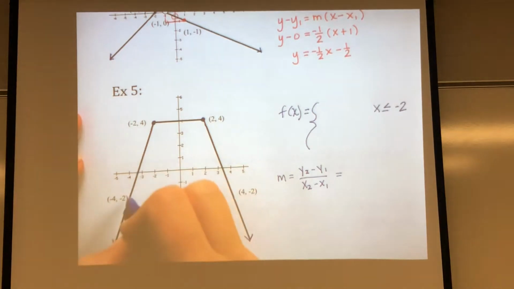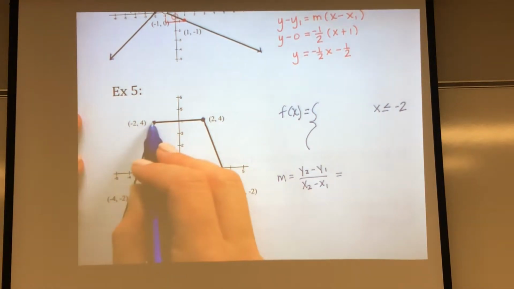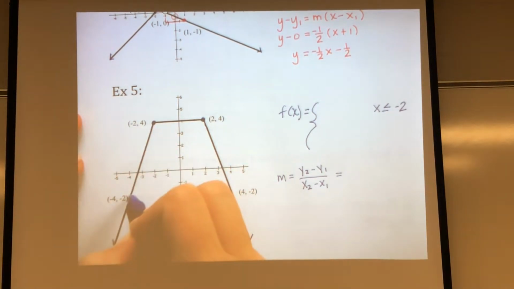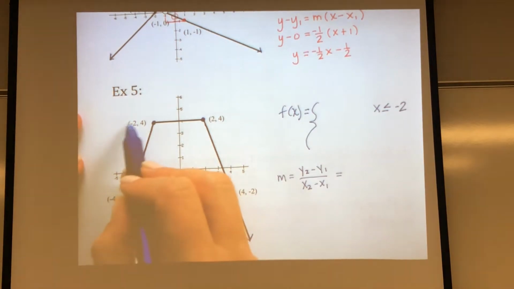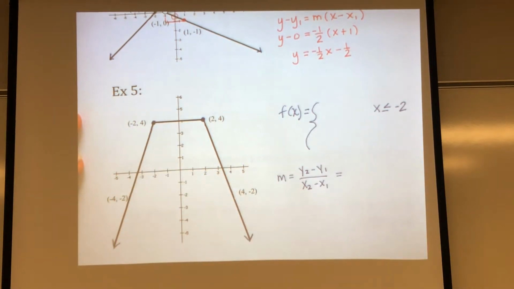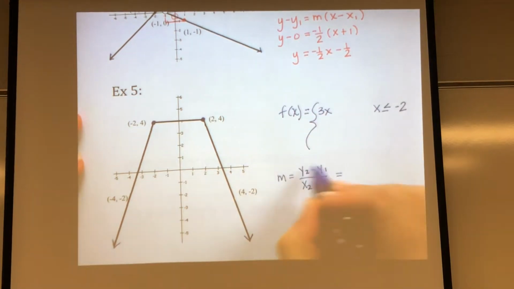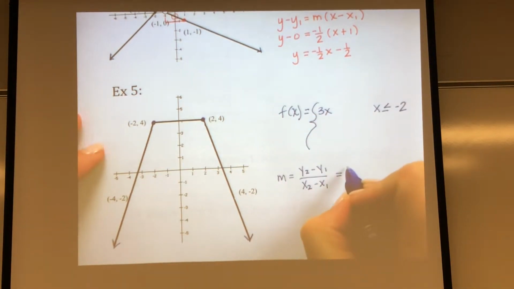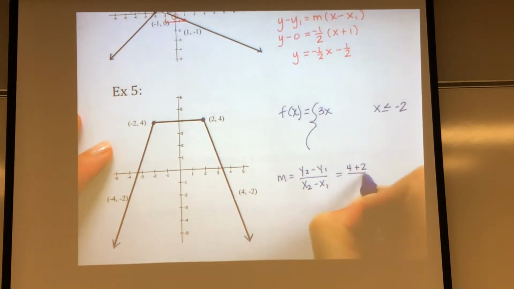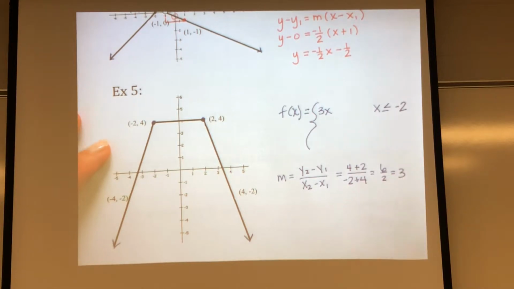So the slope for this line is going to be 3. If you count up and over, you get 6 over 2, which reduces to 3. And again, you can also do it this way. So you have 4 minus a -2, which is +2. And then -2 minus a -4. So we have 6 over 2, which is 3.